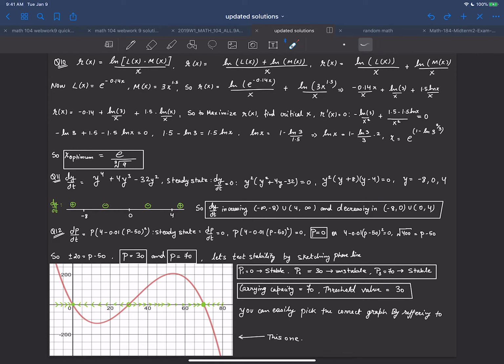The threshold value, however, is a value before which you're going to go to extinction and after which you're going to go to the carrying capacity. So let's say you're at 30. If you are at a point a little bit before that, the derivative is negative, which is going to push you all the way back to the next steady state, which is 0, which means extinction is happening. But if you are a little bit on the right side, you see the derivative is positive, so it's going to push you even further, all the way to the next steady state, which happens to be the carrying capacity. So in this case, the threshold value is just 30.